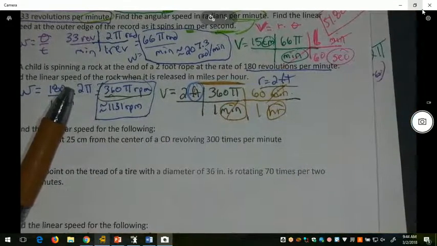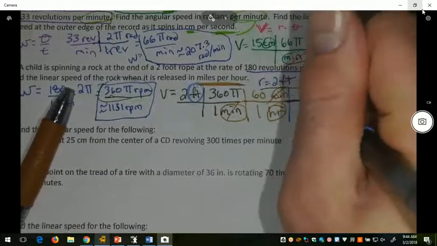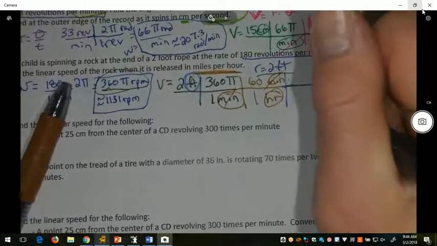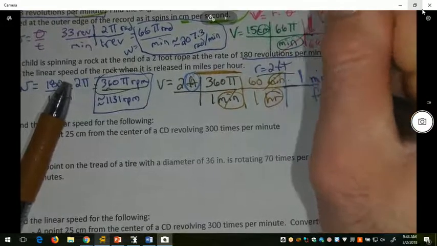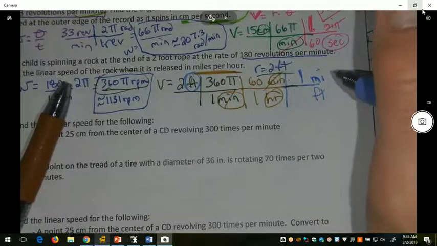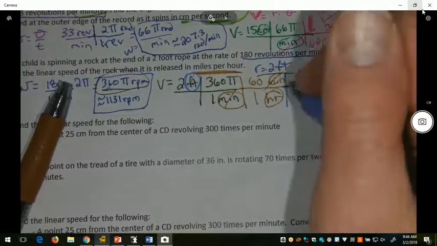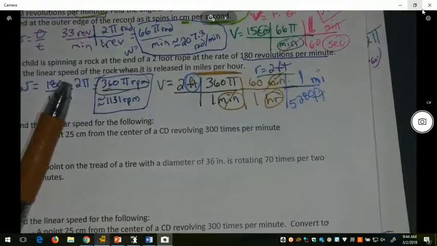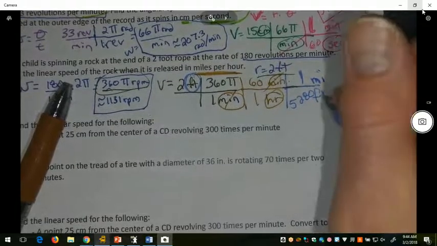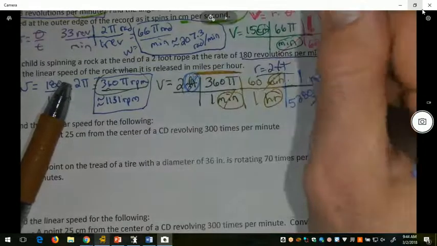So how do I get rid of the feet? Correct. I need feet on bottom and miles on top. How many feet are in a mile? Raise your hand if you know. Alex. Correct. 5,280 feet in 1 mile. We've now eliminated the feet units and moved to miles.